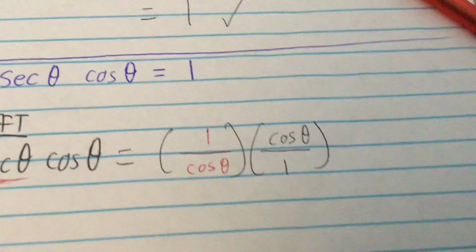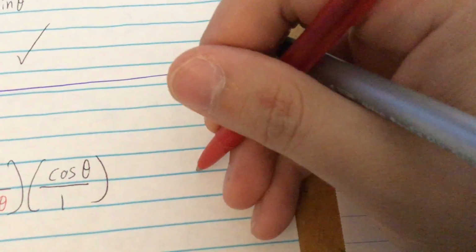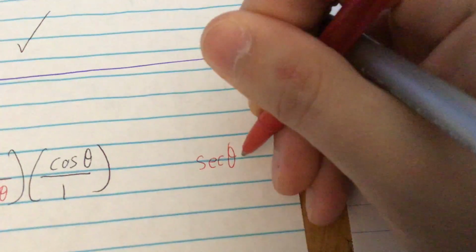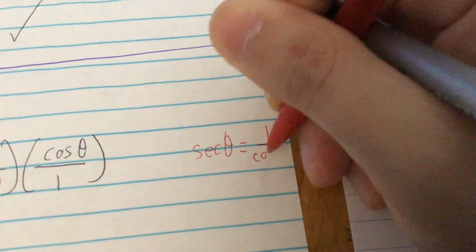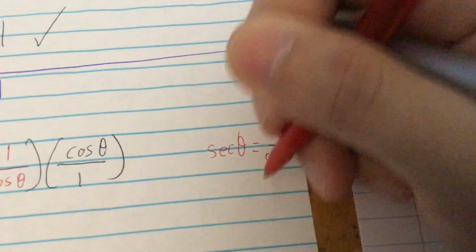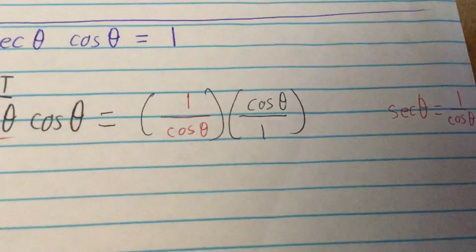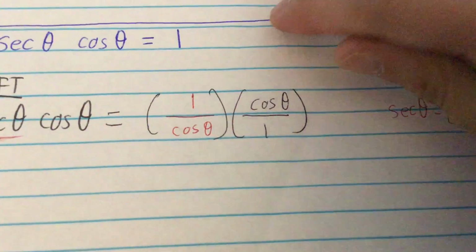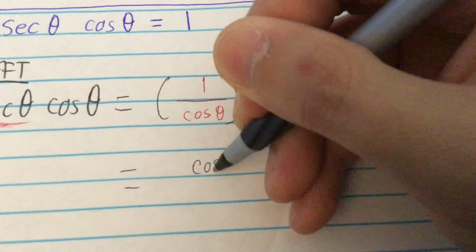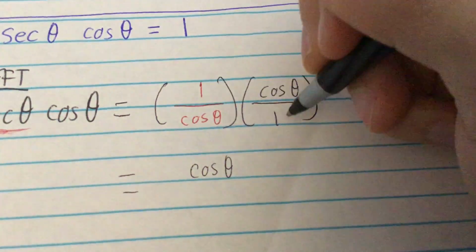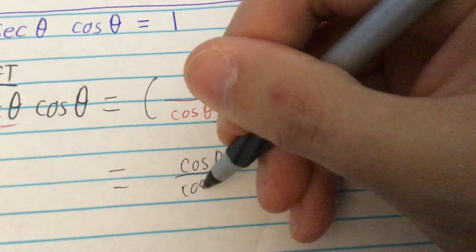And the reason why I can do that is because by definition, secant of theta is equal to 1 over cosine of theta. What I'm doing on the side is citing my rule. Okay, now I'm going to multiply across. 1 times cosine of theta is cosine of theta. And cosine of theta times 1 is cosine of theta.